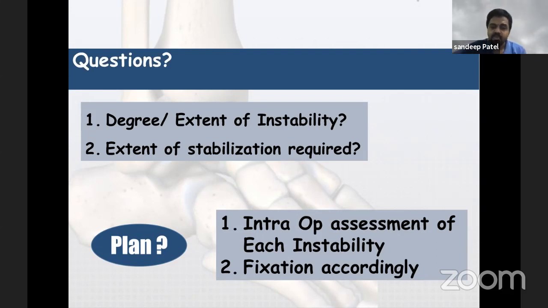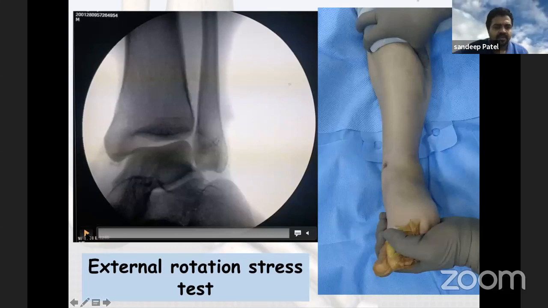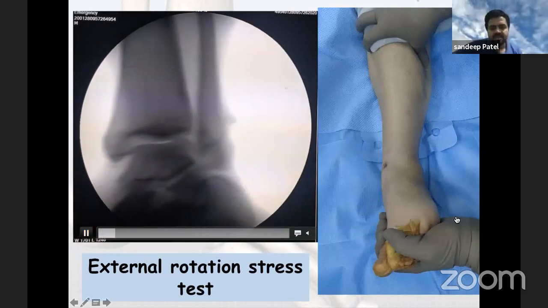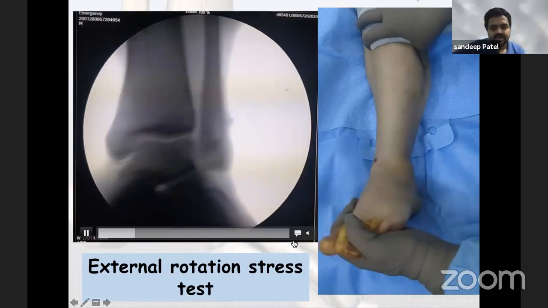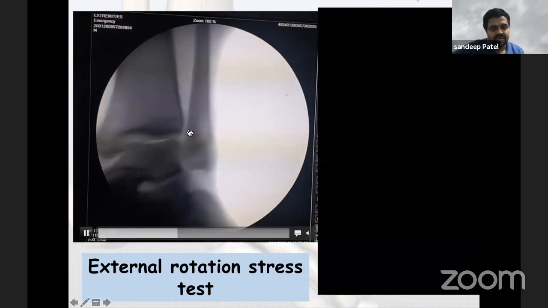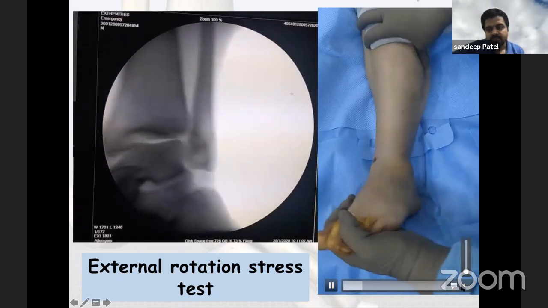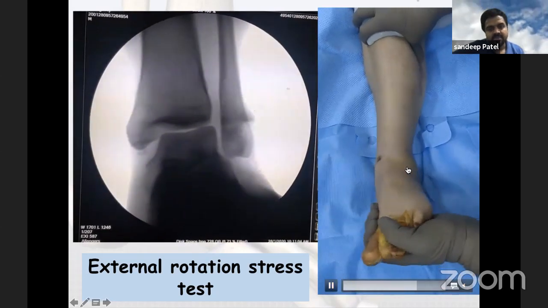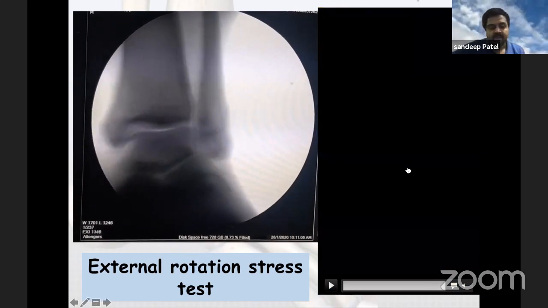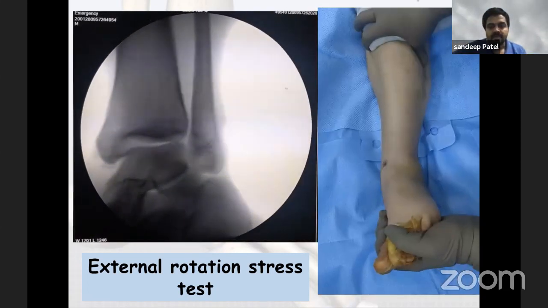So we have to do an intraoperative assessment of the instability, and that's exactly why I have picked up this case. You can see here, we have done an external rotation stress test, and how the syndesmosis is opening when we do the external rotation test. You can see the syndesmosis literally opening up when we do it. So it's very important to do an external rotation stress test to understand the nature of the opening.